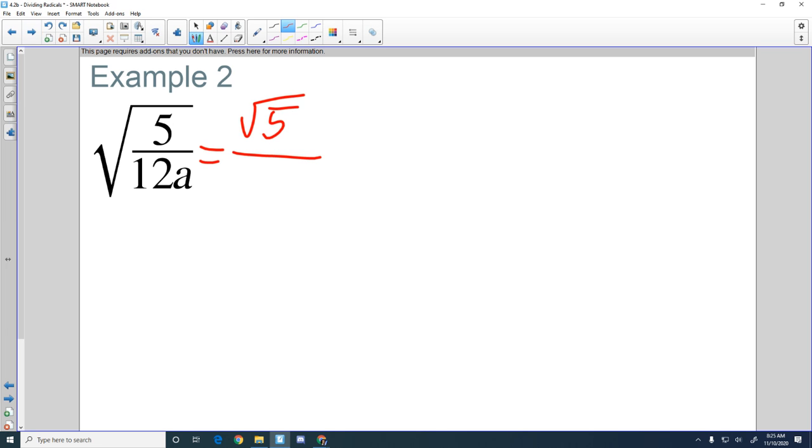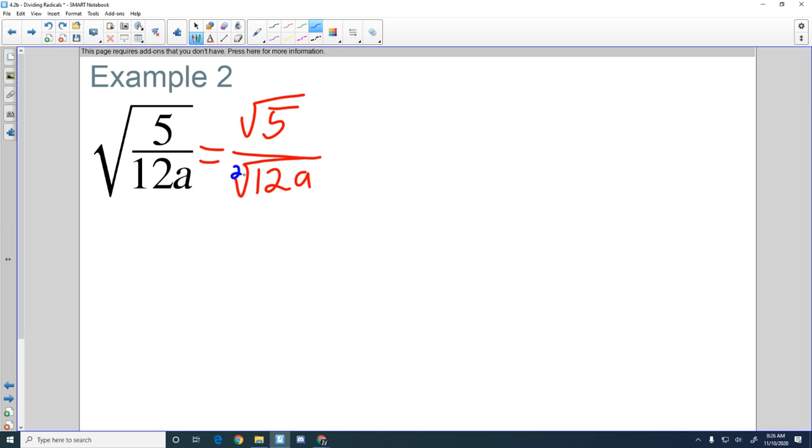So the first thing, you break up the root just like this. Whenever you've got the square root of a fraction, take the square root at the top and the square root at the bottom. And your focus is, hey, how do you get rid of this square root of 12a in the denominator? You think about the index, and you think about the exponents.